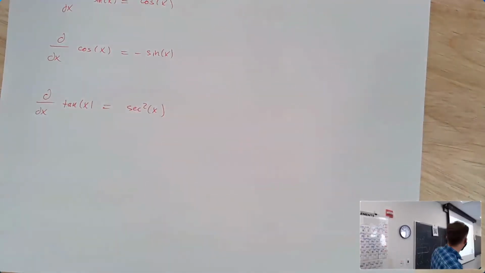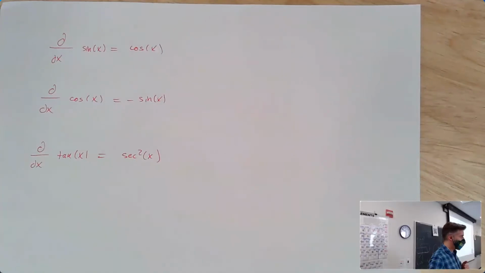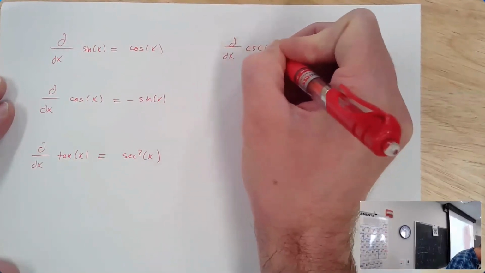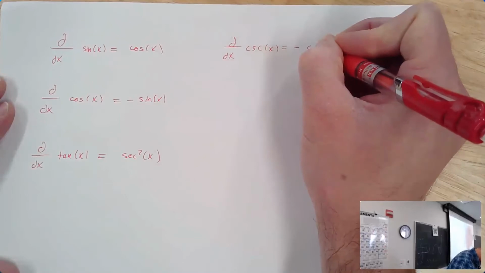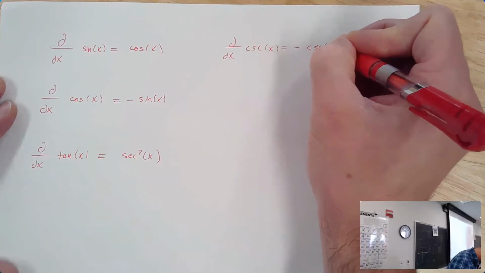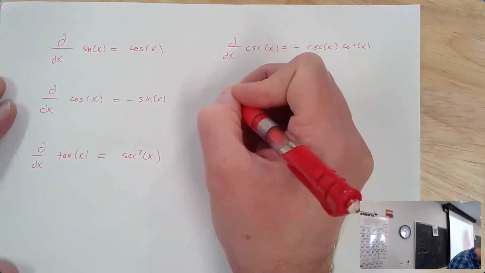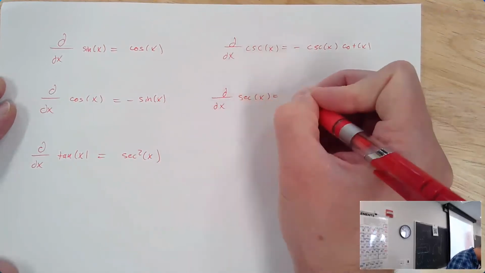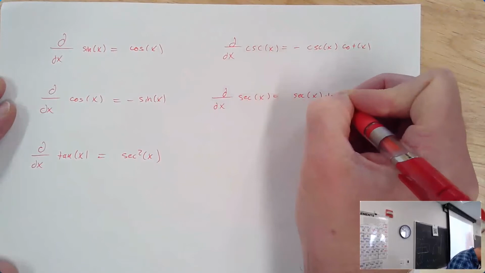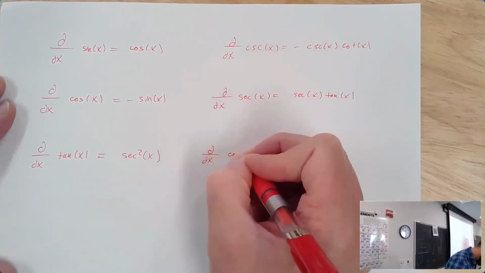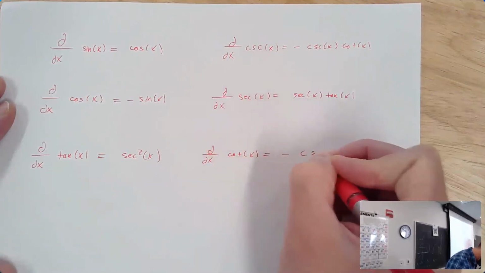So we typically write the 3 primary trig functions on the left, and then across from them we write their reciprocal functions. So the reciprocal of sine is cosecant. The derivative of cosecant of x is negative cosecant x cotangent x. The reciprocal of cosine is secant, and the derivative of secant of x is secant of x times tangent of x. And the reciprocal of tangent is cotangent, and the derivative of cotangent of x is negative cosecant squared of x.